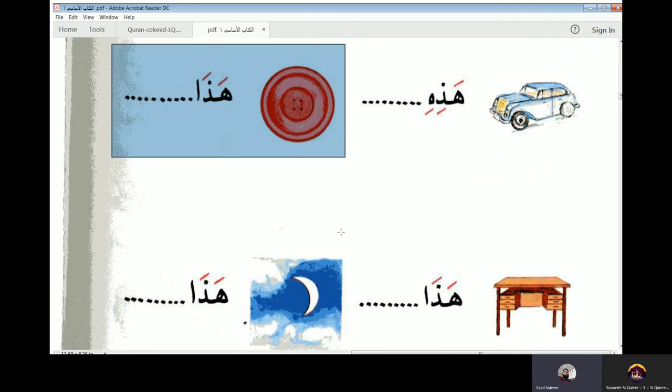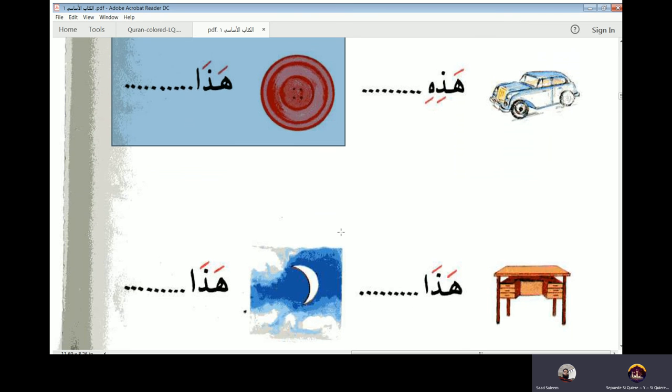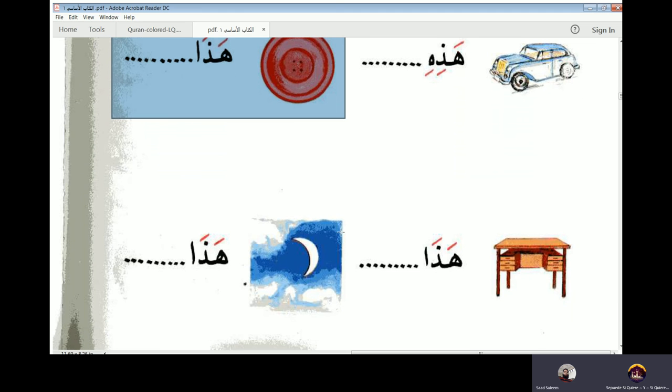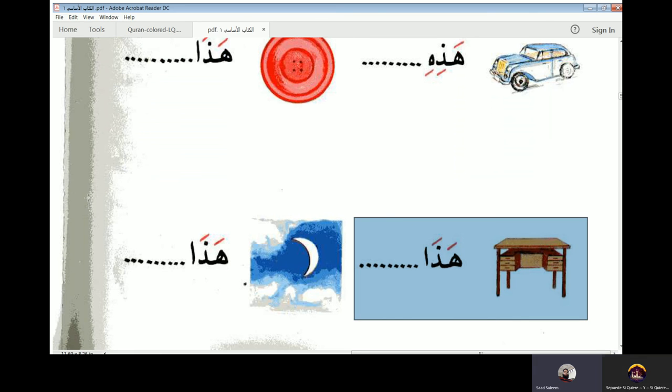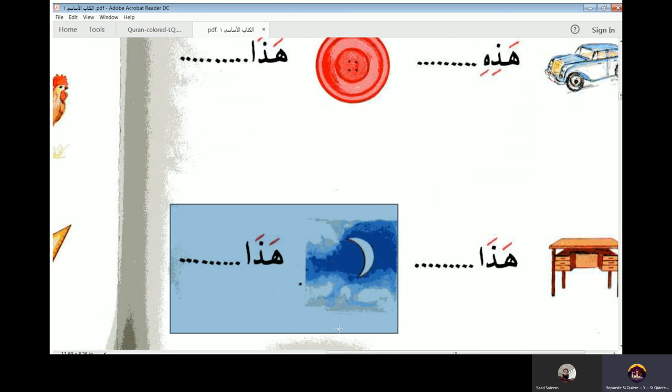Hadha, this is a button. Hadha zirun, yes, this is the button. Hadha maktab. This is a desk. Hadha maktabun.